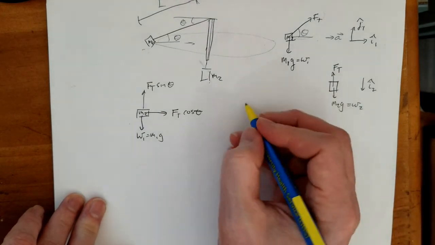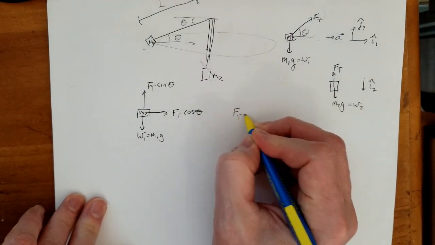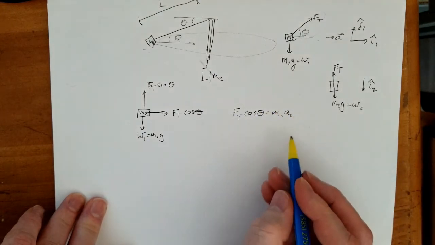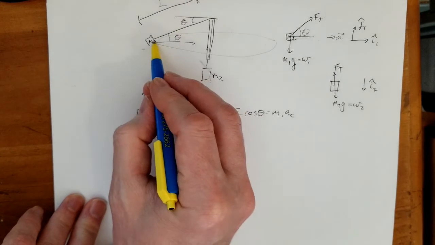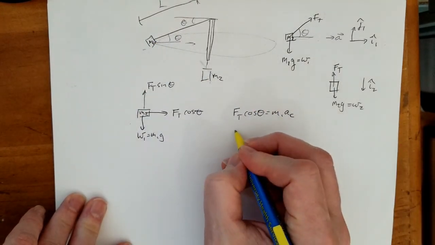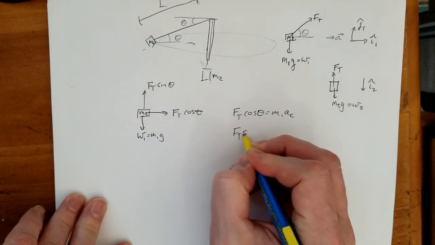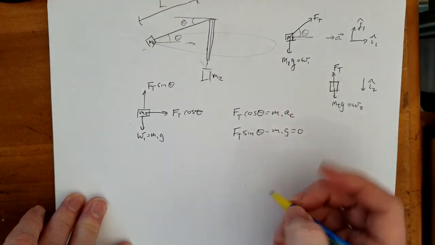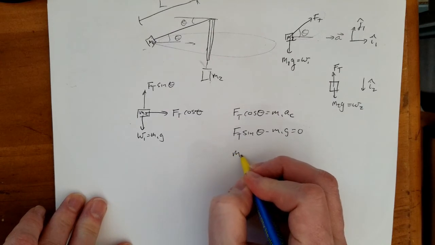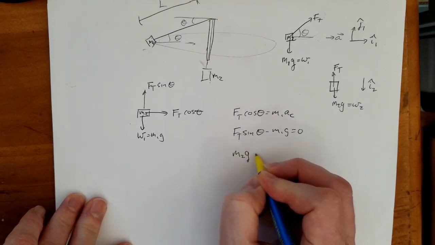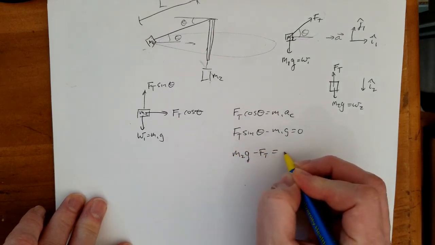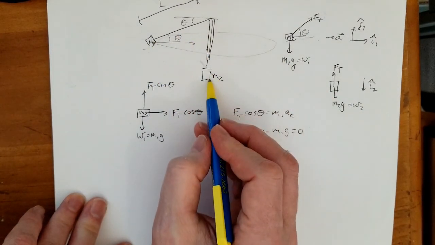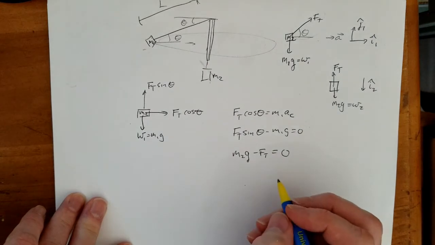So now when I do my equations of motion, I have Ft cosine theta equals m1 a sub c, my centripetal acceleration. And again, we'll get to the r in just a second. And then I have Ft sine theta minus m1g equals 0. Over here, I have m2g minus Ft equals 0, because as this is swinging around, you want this mass to basically stay right where it is.